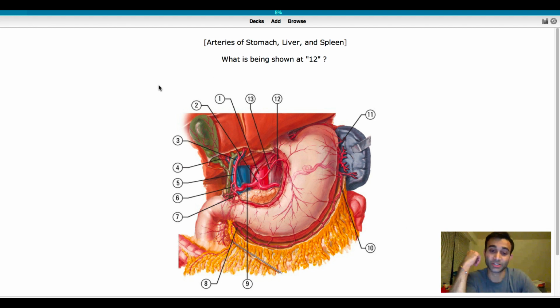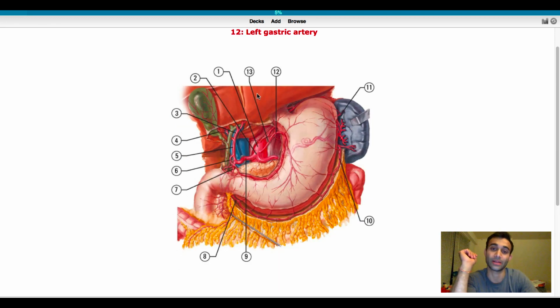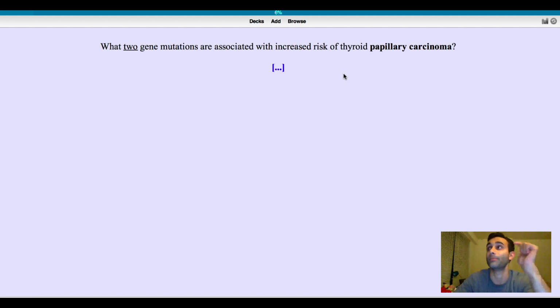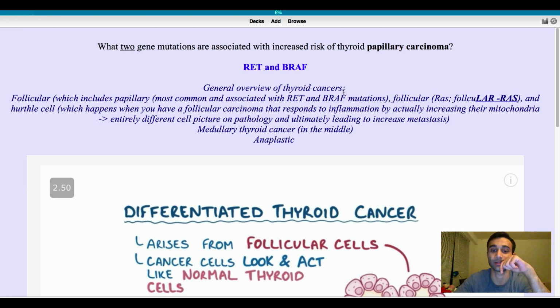Now this is actually a Netter's card. This is for anatomy, and this specifically is the left gastric artery, and so this is also a pre-made deck. If you don't know about this deck, let me know and I'll make a video about it, but this is one of those things that I have to learn as well, so I'm gonna say left gastric artery. Yep. What 2 gene mutations are linked with the risk of thyroid papilloma? It's BRAF and RET. Yep.